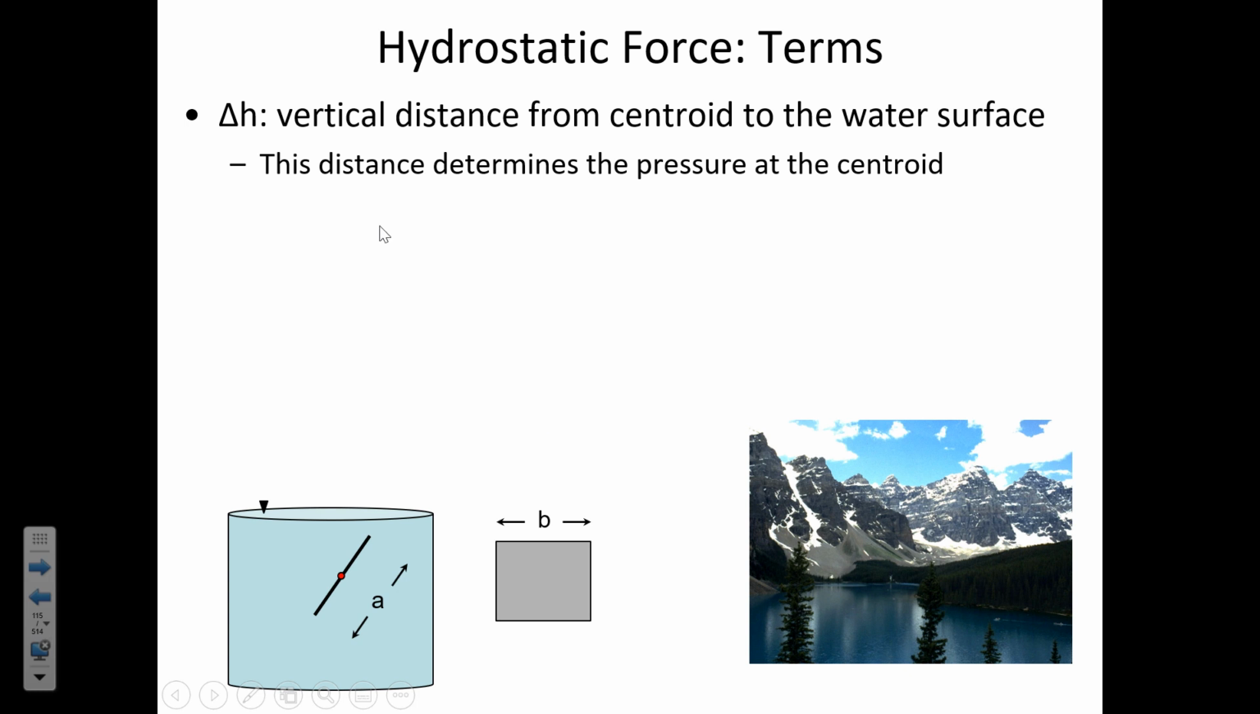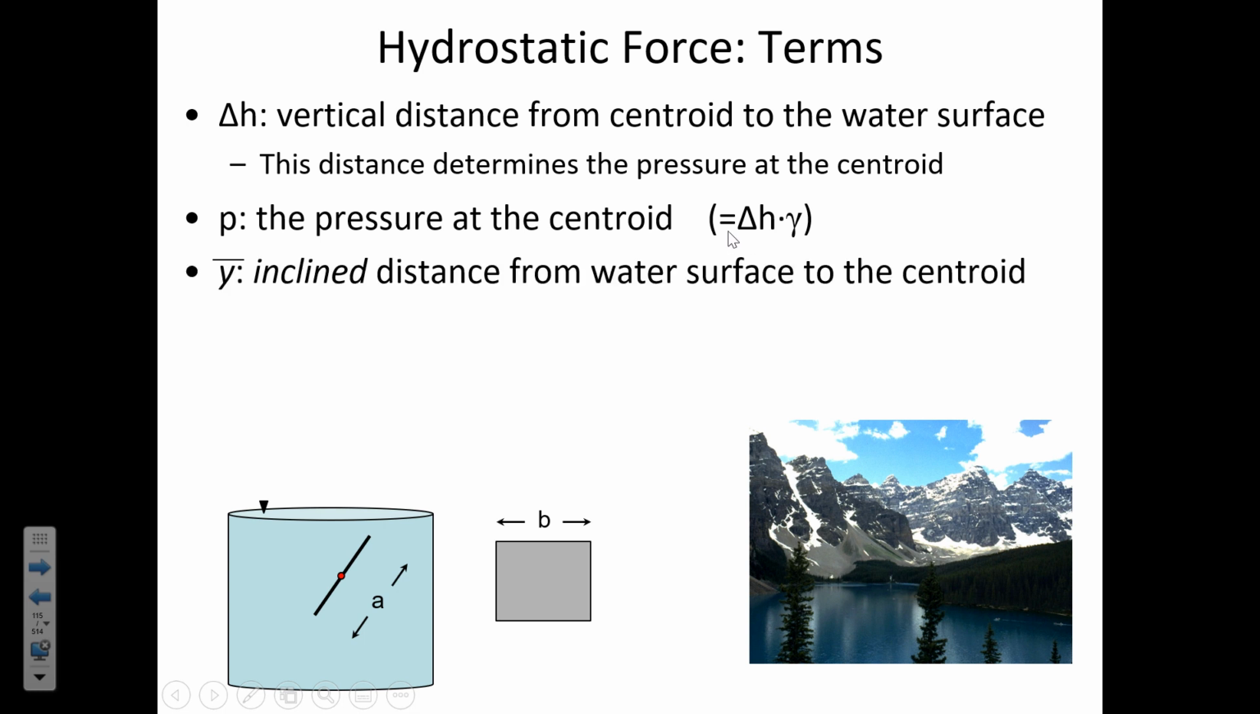So in other words, the force magnitude, F, is delta H times gamma times A. That's how you find the magnitude of the hydrostatic force, is by knowing delta H. The pressure at the centroid is delta H times gamma.